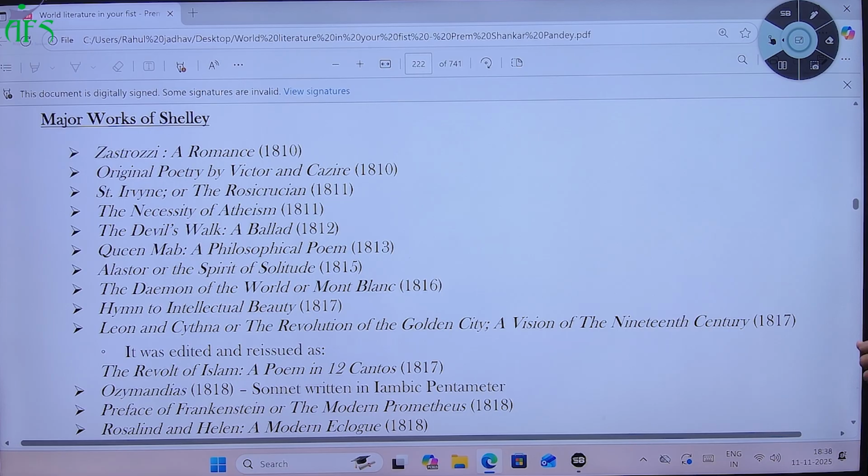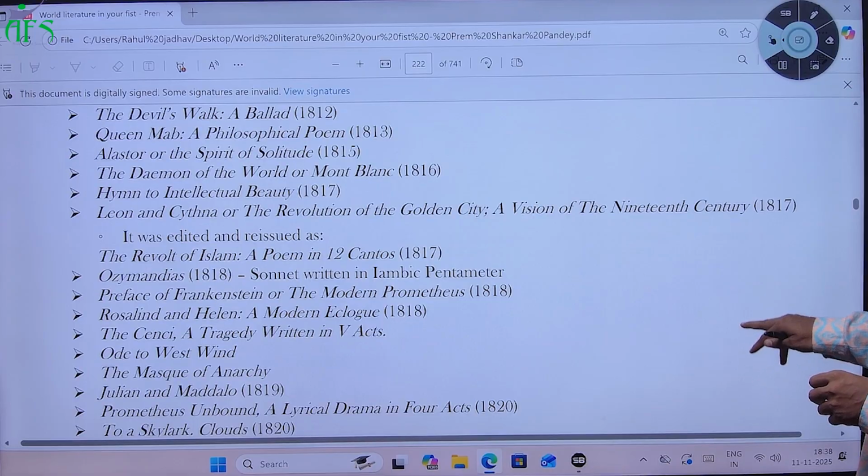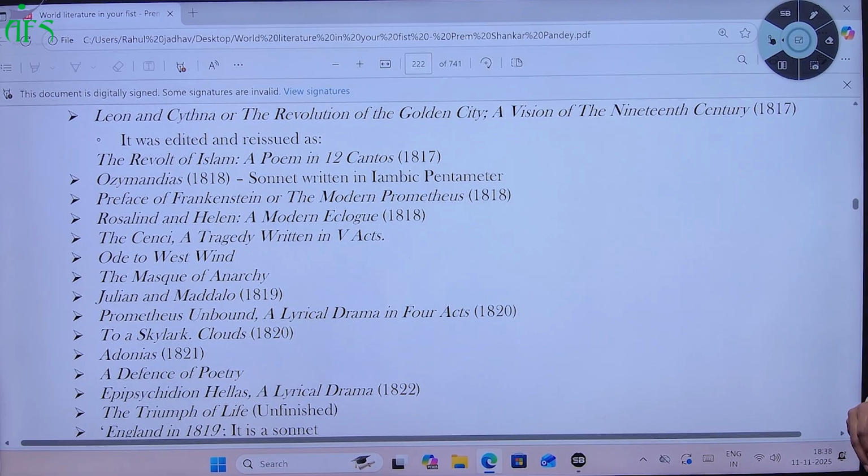The Necessity of Atheism, The Devil's Walk, a ballad, Queen Mab, a philosophical poem, Alastor or The Spirit of Solitude, Daemon of the World or Mont Blanc, Hymn to Intellectual Beauty, Laon and Cythna or The Revolution of the Golden City, a vision of the 19th century. It was edited and reissued as The Revolt of Islam, a poem in 12 cantos, 1817. Ozymandias, a sonnet written in iambic pentameter, preface of Frankenstein or the modern Prometheus.